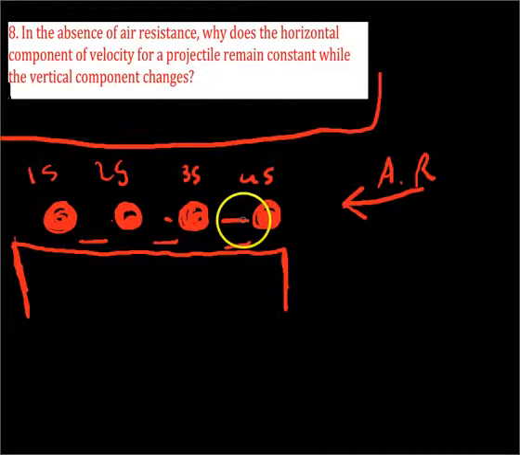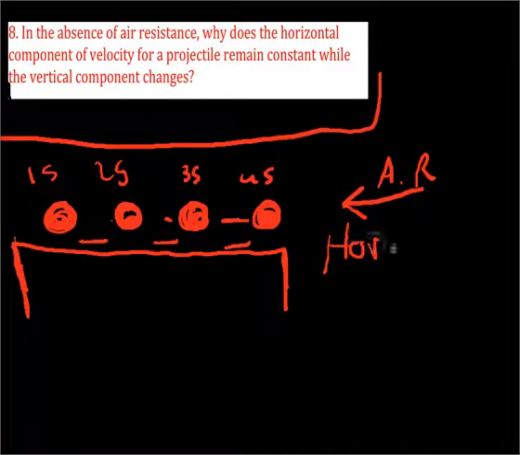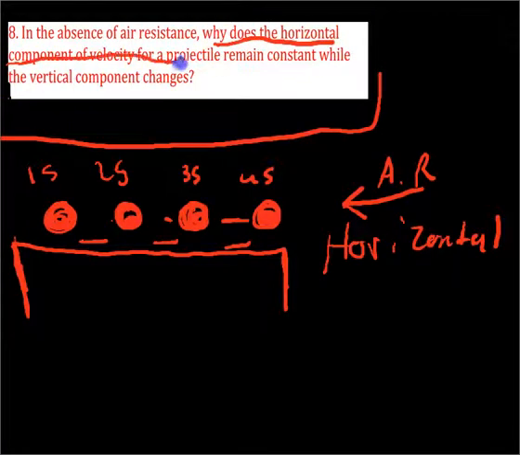But since there's no air resistance, this is obviously unrealistic. But gravity can't affect this, so gravity is not making it accelerate. So gravity is not changing the distance between each second. Gravity is not changing how fast it changes its velocity. In fact, it's not changing its velocity. This is horizontal. So remember, for the first, why does the horizontal component of velocity for a projectile remain constant?